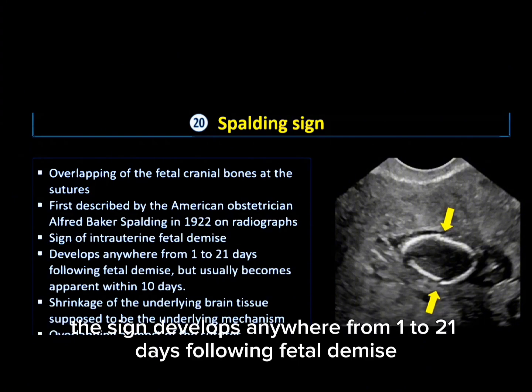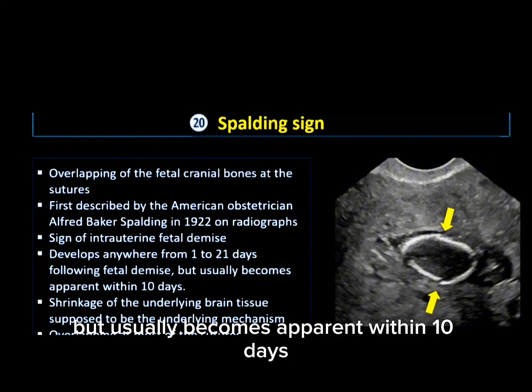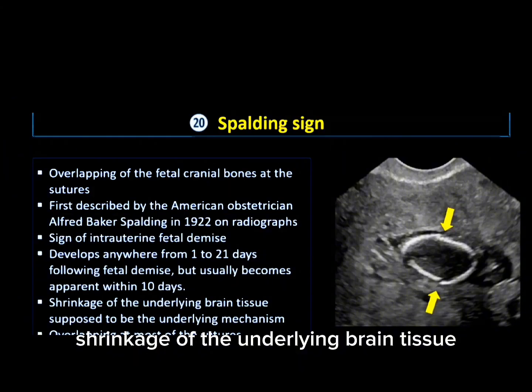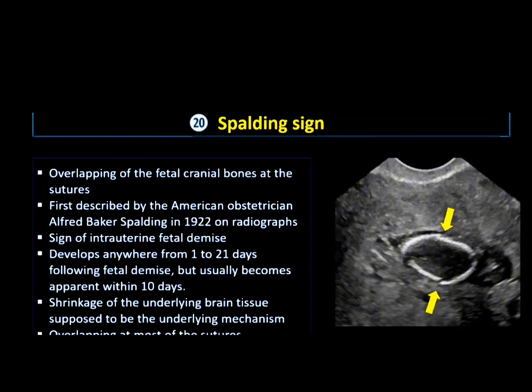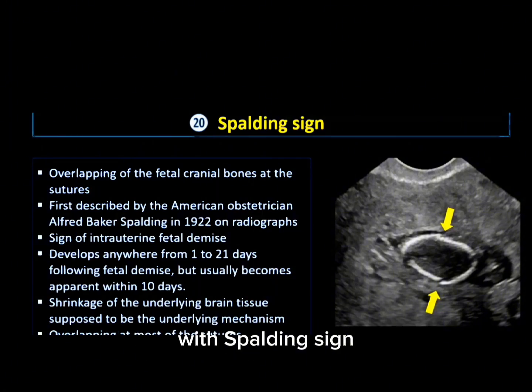The sign develops anywhere from 1 to 21 days following fetal demise, but usually becomes apparent within 10 days. Shrinkage of the underlying brain tissue is supposed to be the underlying mechanism. Overlapping at most of the sutures is visualized in all projections with Spalding sign.